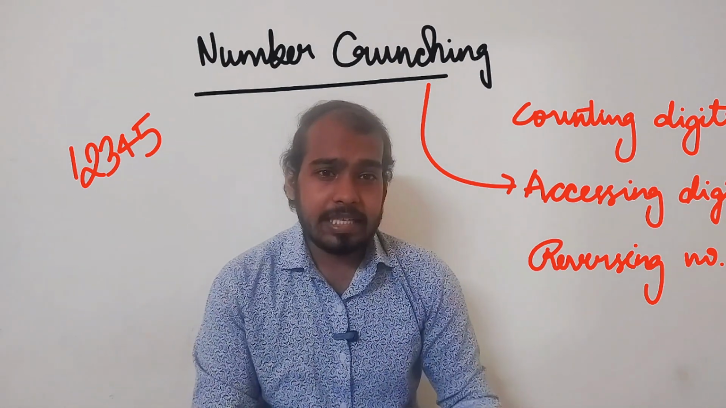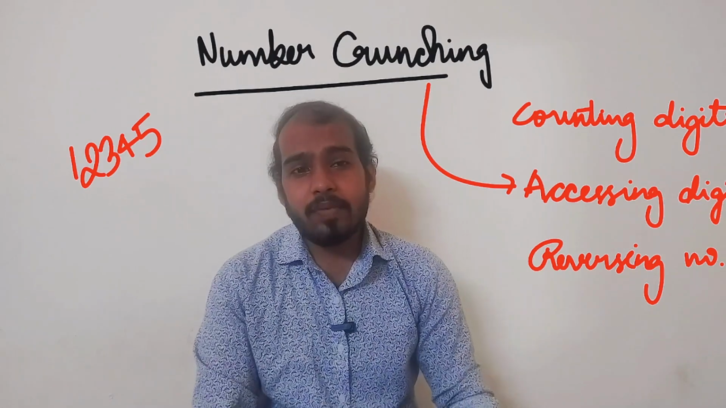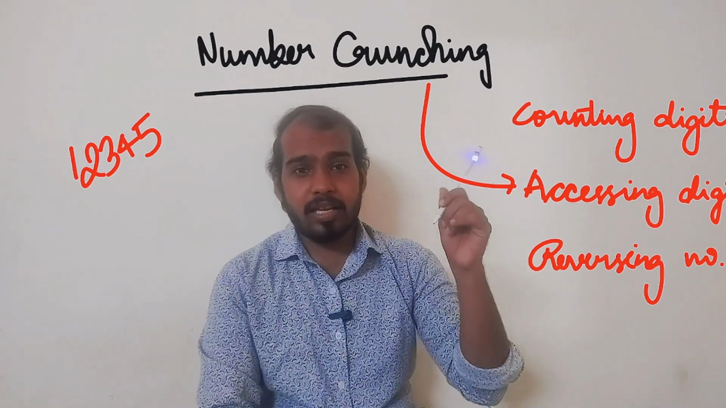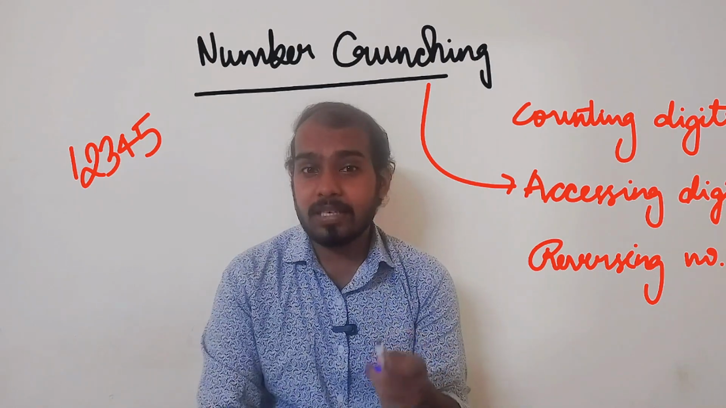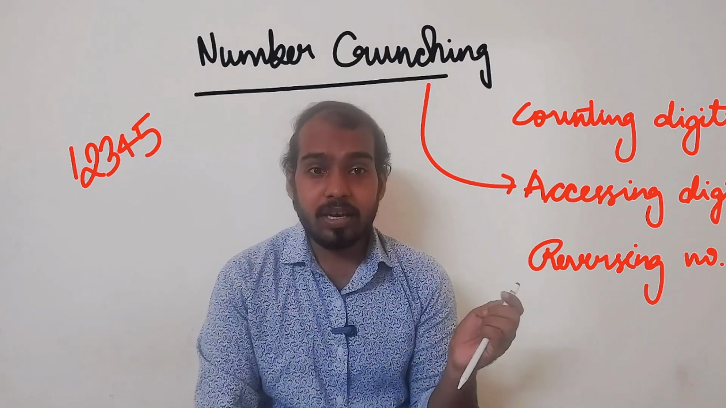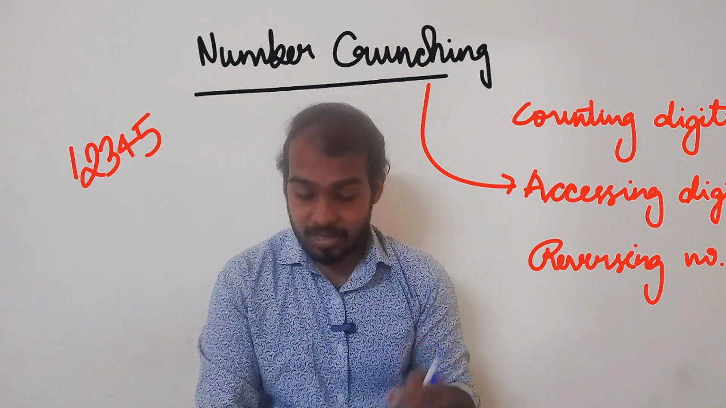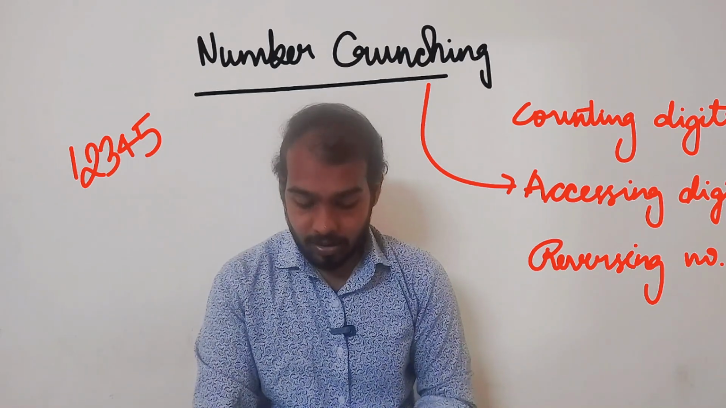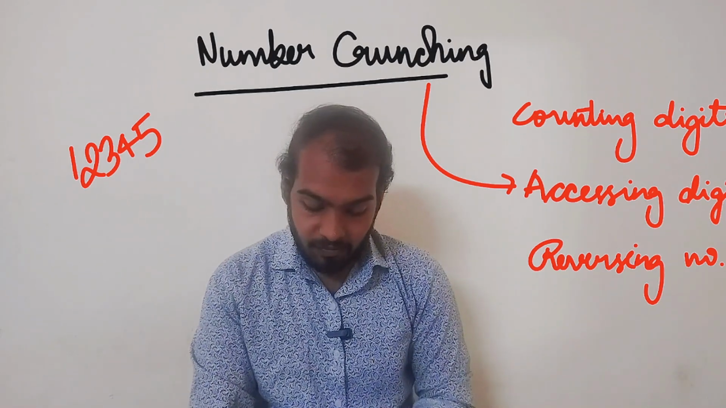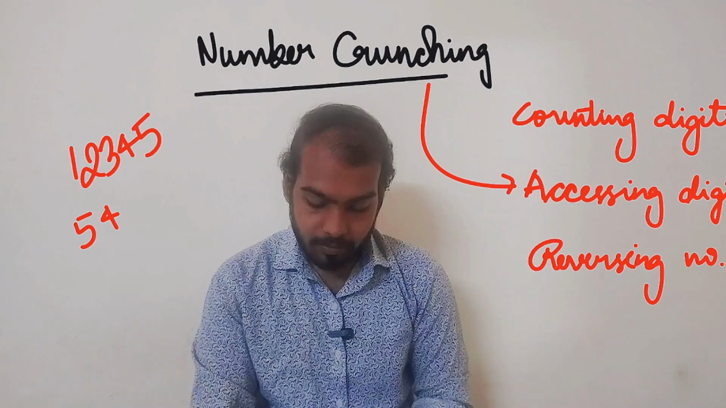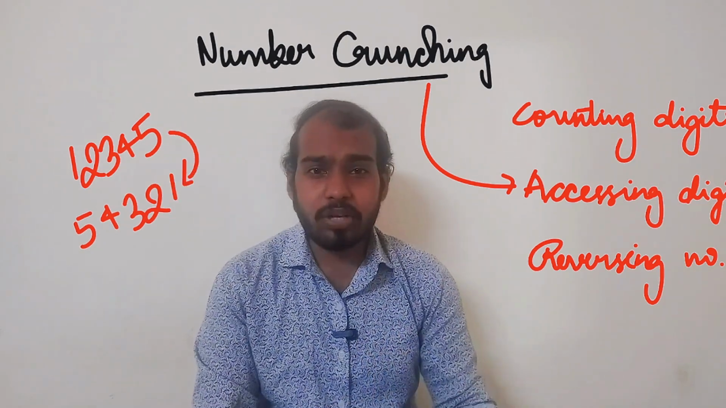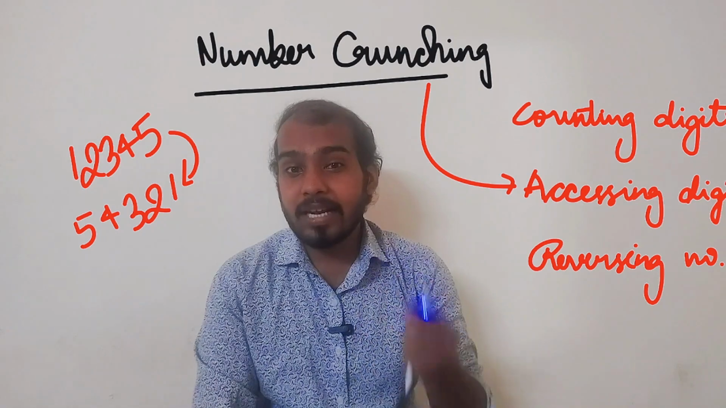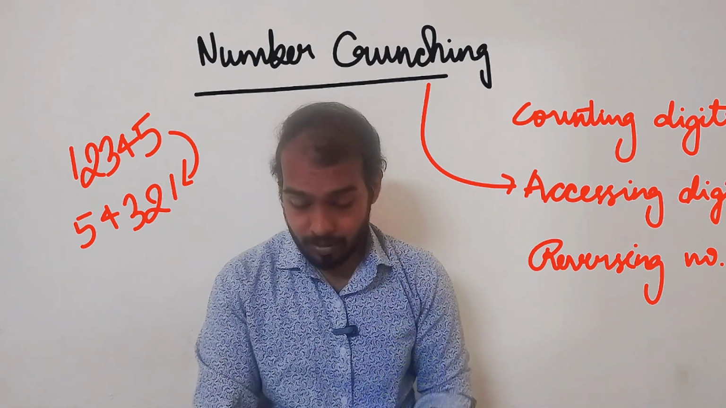And what about the next thing? Reversing a number. Counting digits and accessing digits are where we play with digits. But when it comes to reversing a number, if I write the reverse of 1, 2, 3, 4, 5, it is 5, 4, 3, 2, 1. The only difference is I'm not just reading it as 54321; it should have its arithmetic value when I say it as a number.